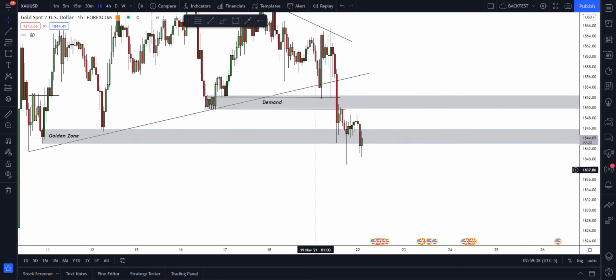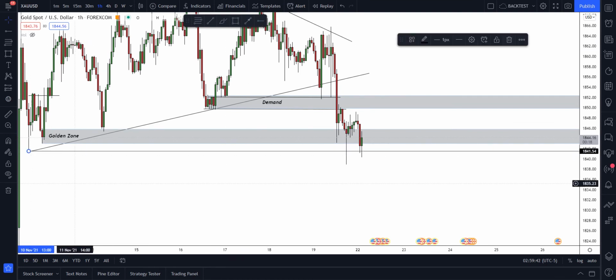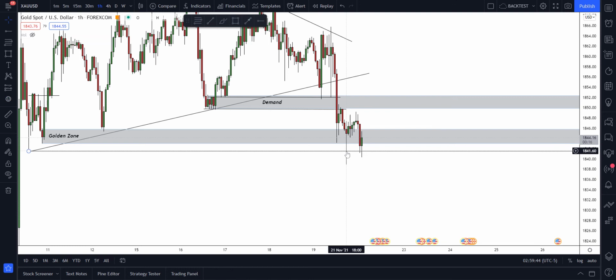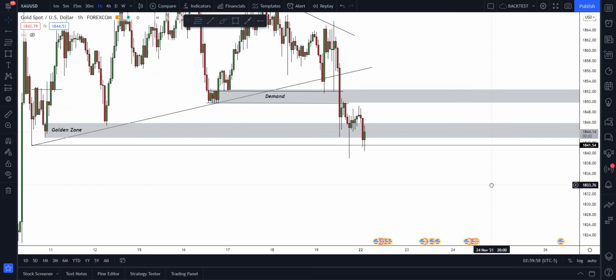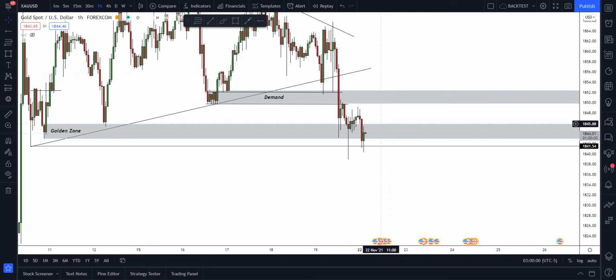Okay, moving on. We have our previous low, which was this one, right? Price broke through previous low. If you are a breakout trader, you could have taken advantage of how many pips? Like 24 pips, 20 pips. Easy. I would have done that.